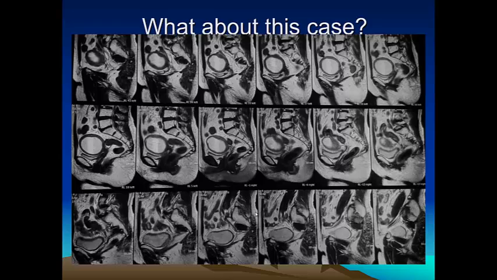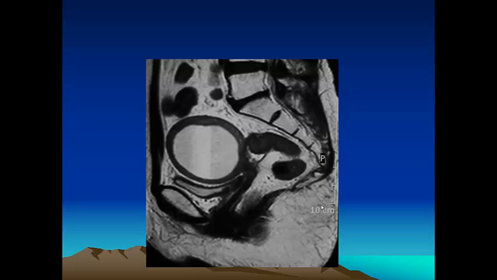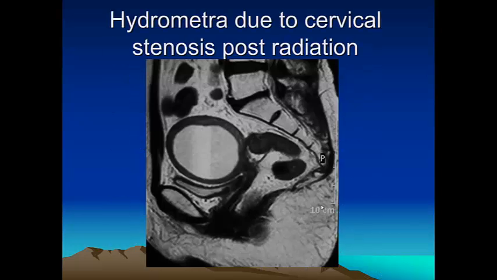Take care. Sometimes the distended cavity is not an endometrial tumor. It is just hydrometra or pyometra or hematometra. So you have to differentiate by looking at the different signals. Here, this is the T2, bright signal on T2. But here on T1, it is low signal. And in the cervix, there is loss of the zonal anatomy. So this is hydrometra due to cervical stenosis post brachytherapy.